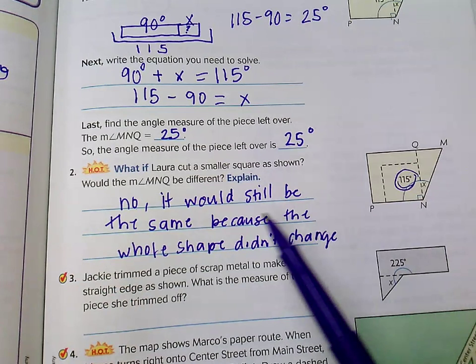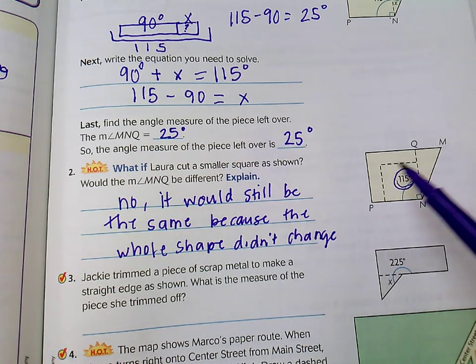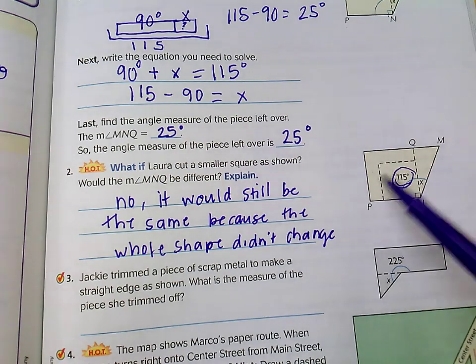But no, it would still be the same because the whole shape didn't change. This whole thing is still 115 degrees. They're just adding another piece in there. So that's why nothing would change.